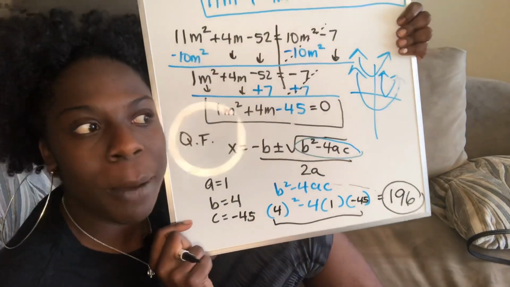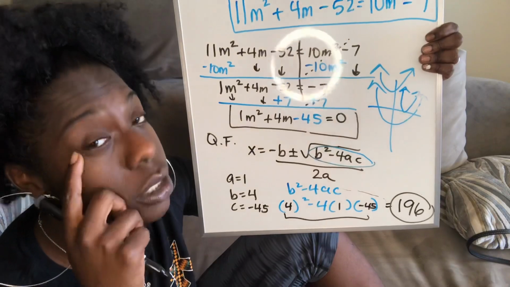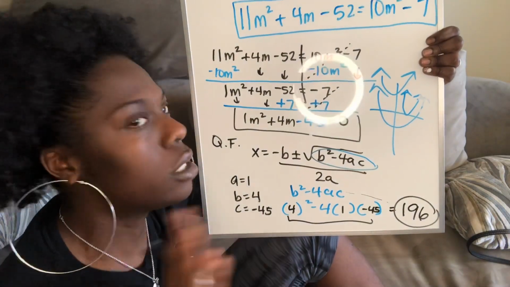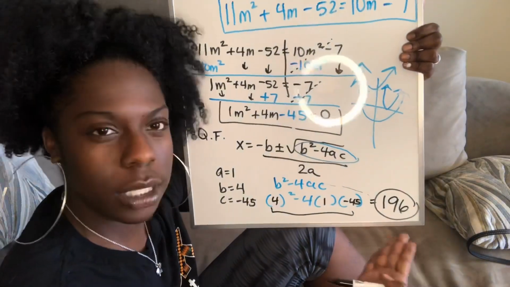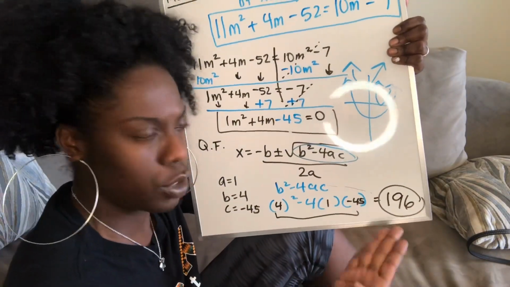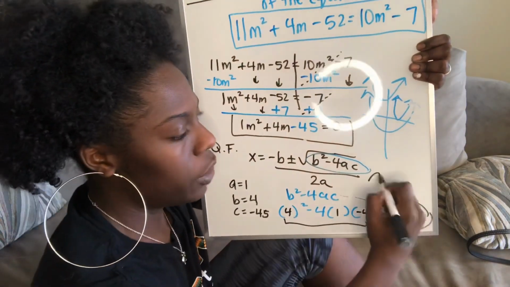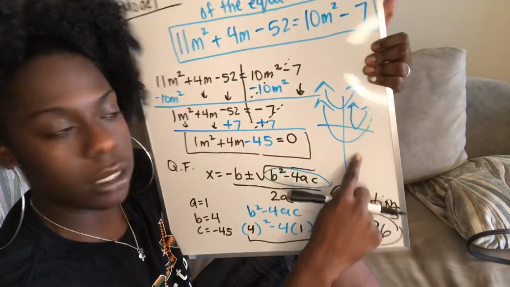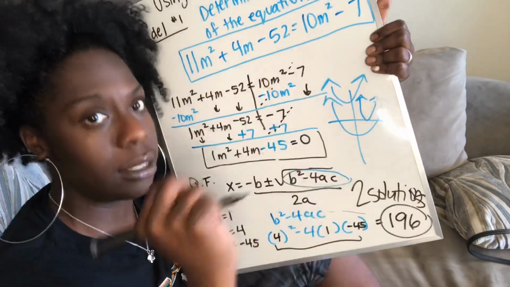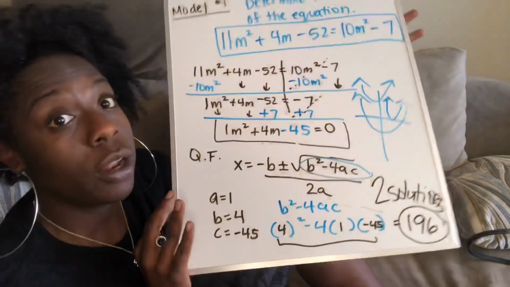Well, if my discriminant is positive, it's greater than 0, I have 2 solutions. If it is equal to 0, I have 1 solution. If it is less than 0, meaning a negative number, I have no solutions. So how many solutions are we going to be solving for if our answer is 196? 2. There are 2 solutions to this problem. That means when we graph it, it's going to cross the x-axis twice, okay? So I'm going to take some time to erase this board, and then we're going to finish solving for those solutions.